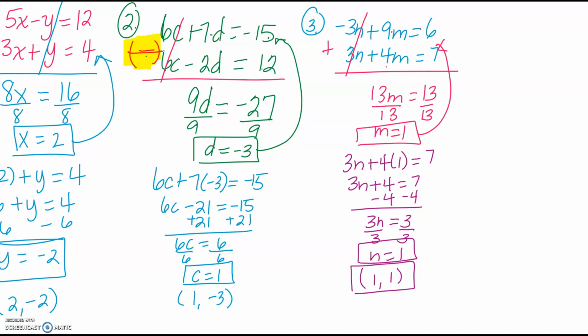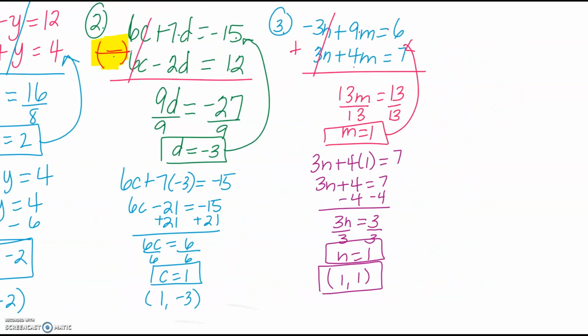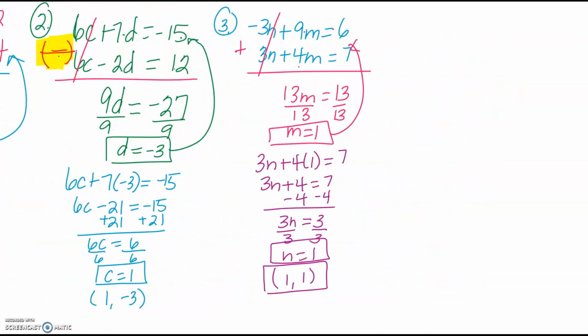Okay. Let's go to number 4, which is going to be a little more to it, because this time we're going to have to multiply one or both of the linear equations by something to get them the same. I'll show you what I'm talking about. 4x minus 5y equals 23. 3x plus 10y equals 31.